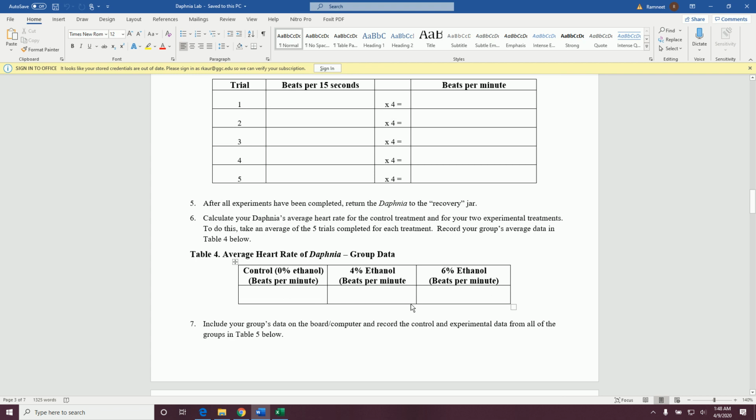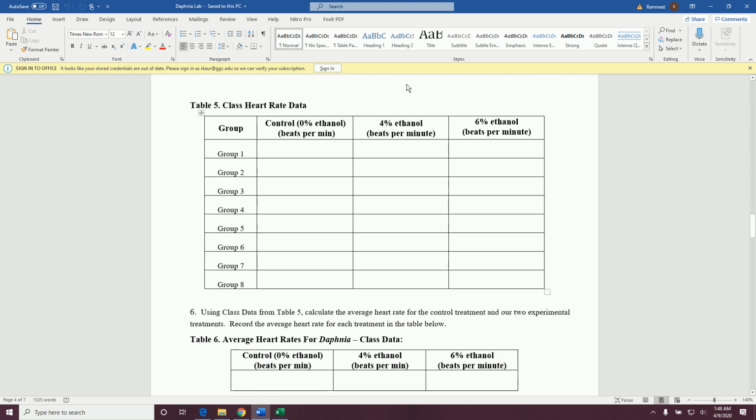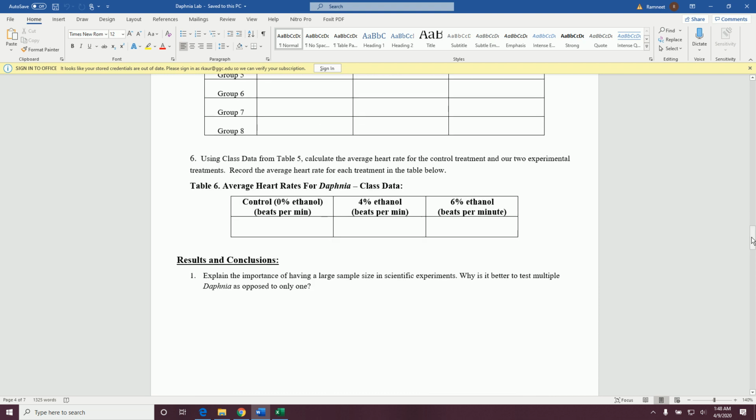So this is the data from your group, and then in the lab there are different groups, so you would have taken the data from other groups, and you would have written it here. So you would be writing here the data for control group, for 4%, and for 6% for group number 1, group number 2, group number 3. So you will be writing all the data here, and then you are going to take the average of the whole class, all the groups, and you would have written them here.